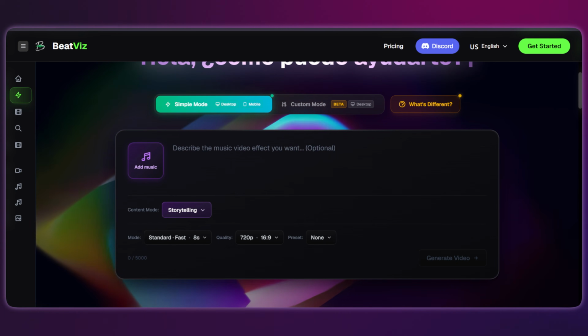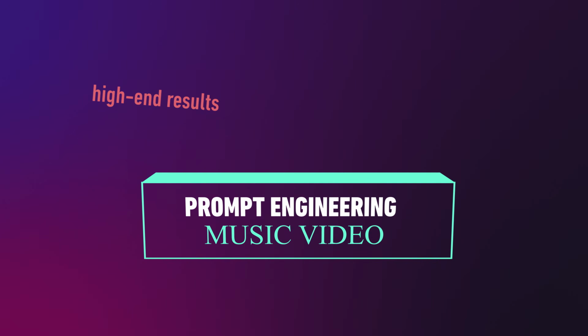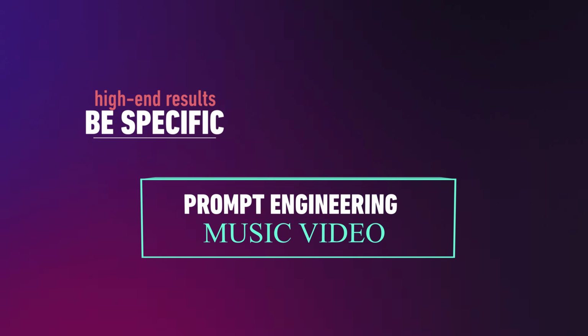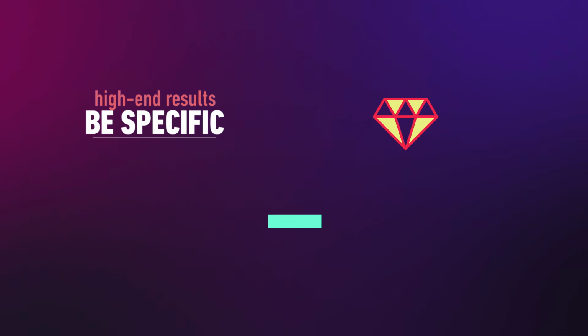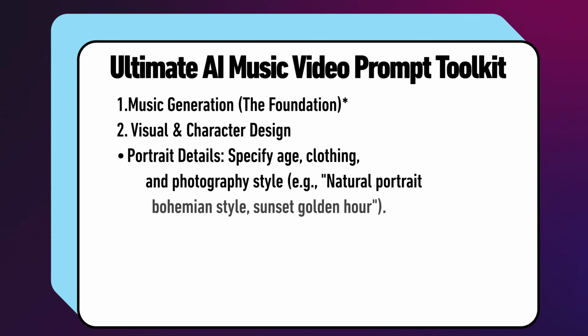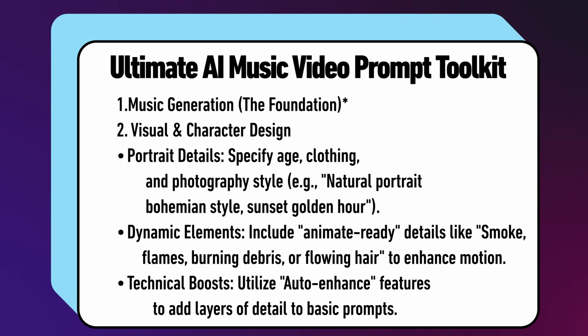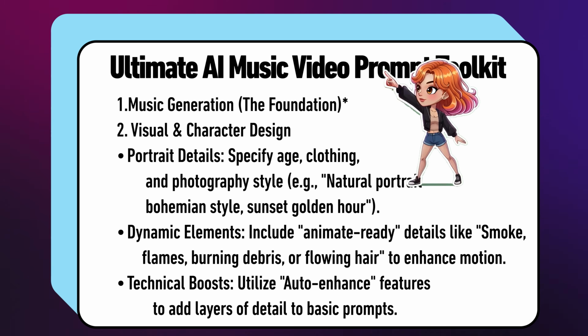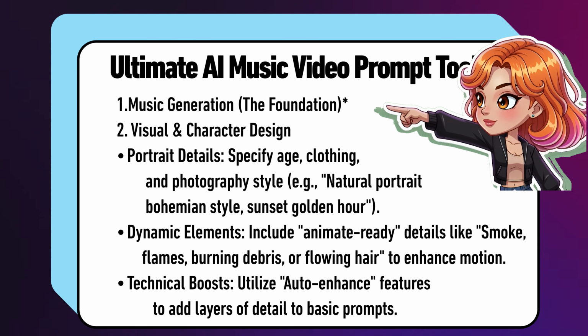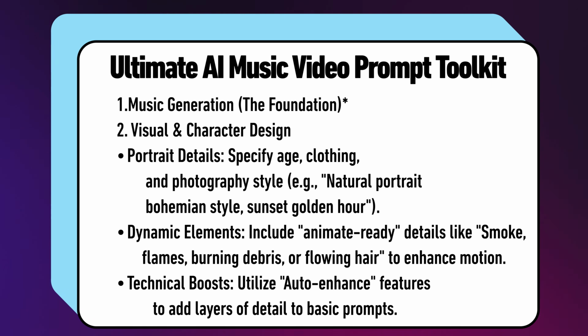But first, let's talk about the secret sauce, prompt engineering for your music video. To get high-end results, you've got to be specific. Here are a few pro tips. First, when generating music, don't just say pop. Be detailed, something like upbeat indie pop with clean production, as I explained in full detail back in the music prompt section. Second, for the visuals, focus on the lighting and vibe.